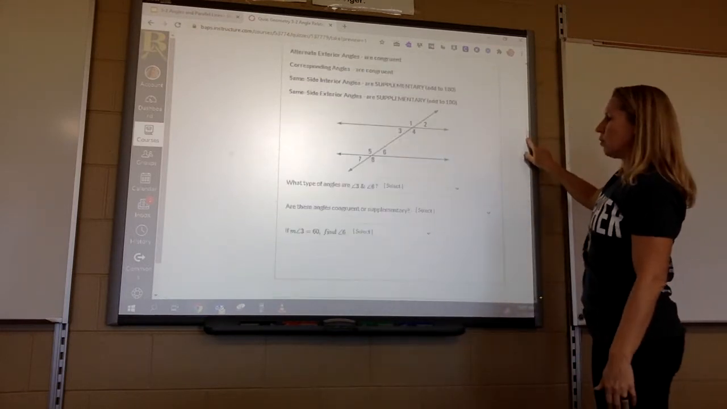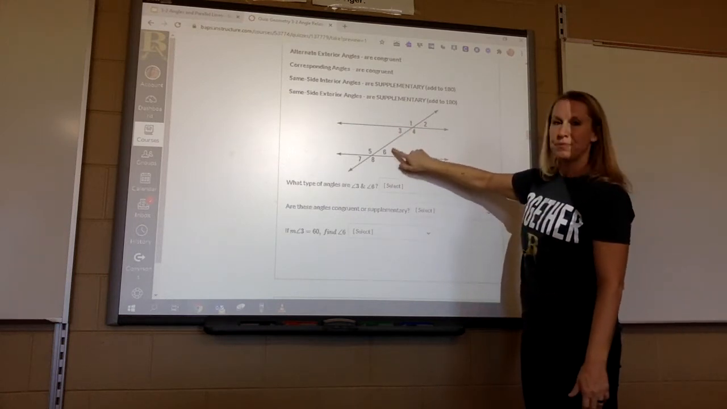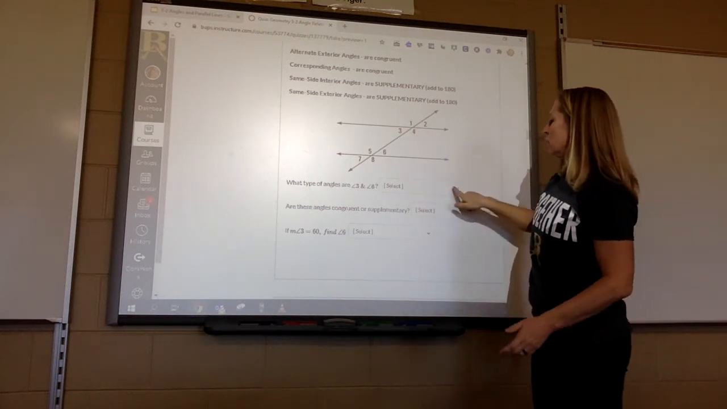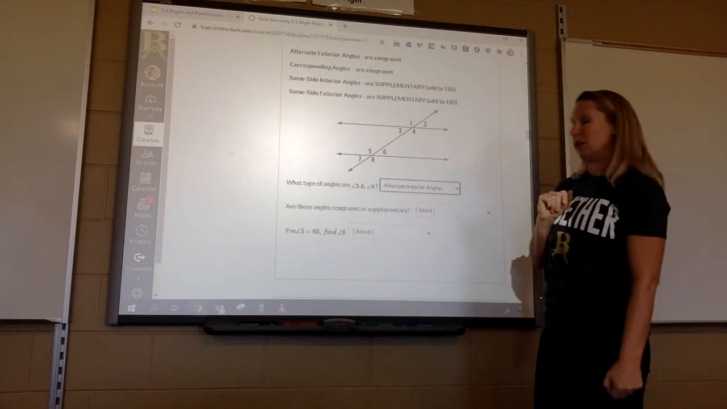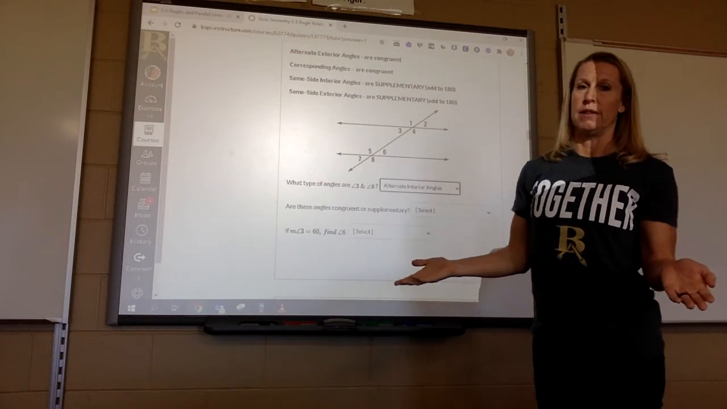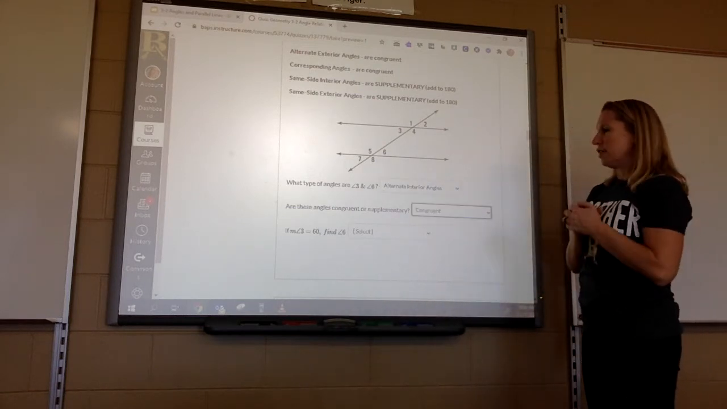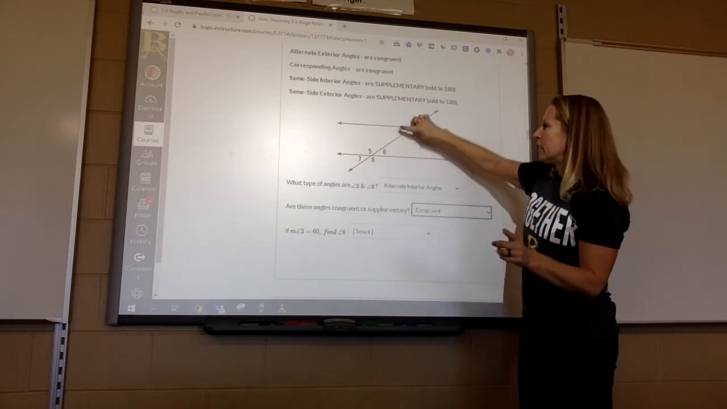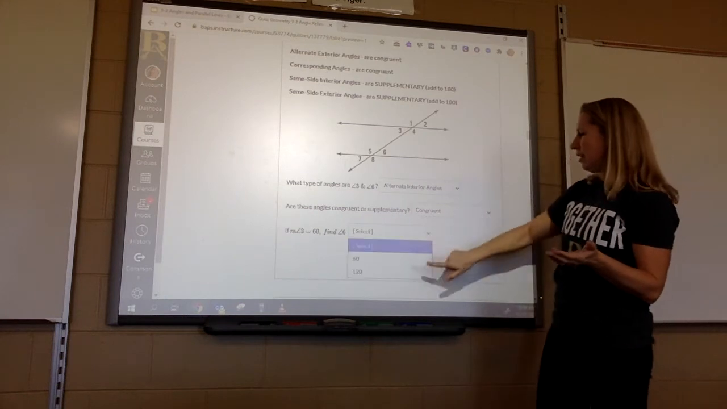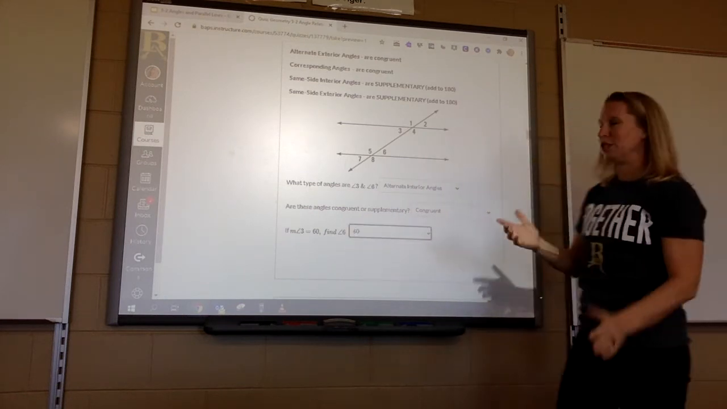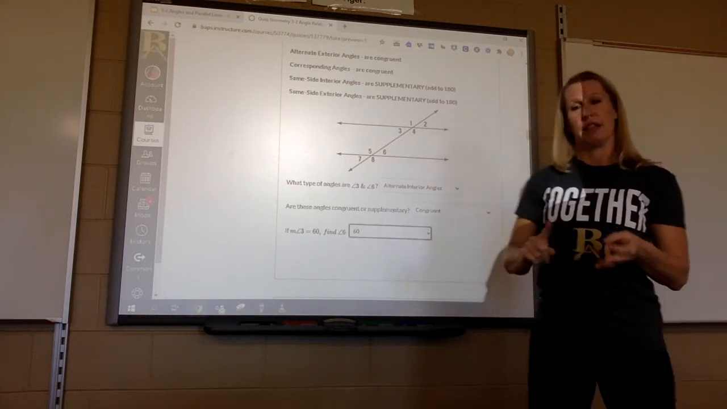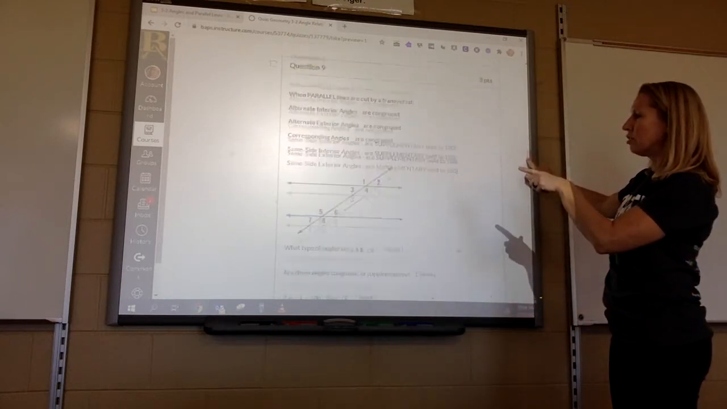So let's look at this. What type of angles are 3 and 6? Well, they're on the interior and they alternate over the transversal. So those would be called alternate interior angles. So are alternate interior angles congruent or supplementary? Well, they are congruent. So if I know angle 3 is 60, what does angle 6 have to be if they're congruent to each other? Well, 60. So that's how you're going to do those. You have to decide what type of angles, are they congruent or supplementary, and then find the angle measure. So that's how you do all of these.